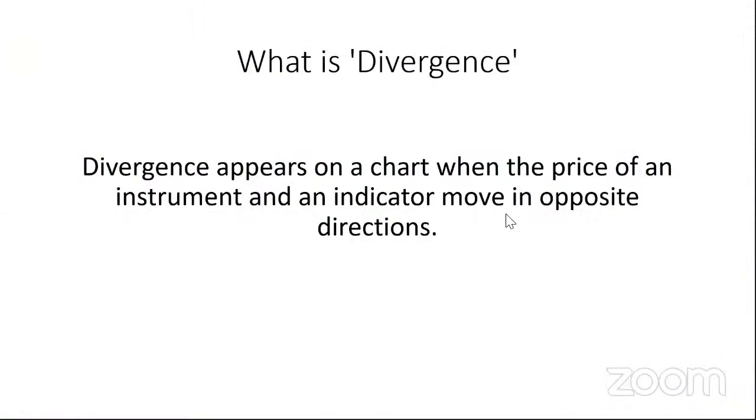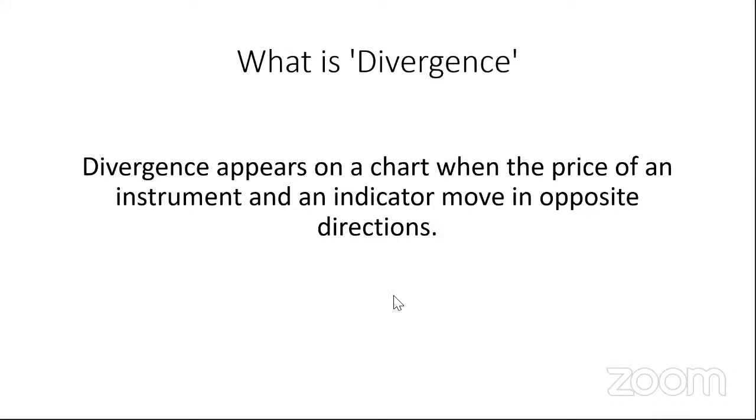Okay. So, ano yung divergence ngayon? A divergence appears on a chart when the price of an instrument and an indicator move in opposite directions. Ano ibig sabihin nun? Ibig sabihin nun, kung yung presyo mo paakyat, tapos yung indicator mo pababa, that means magkaiba sila ng pinupuntahan. So there is a divergence. Kumbaga naghihiwalay silang dalawa. So whenever that happens, there's a potential for a reversal in the market.